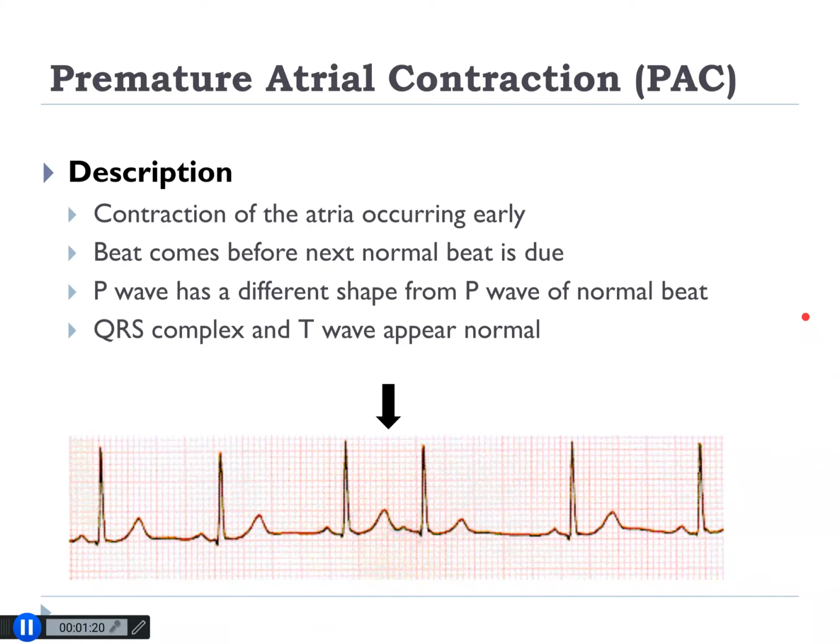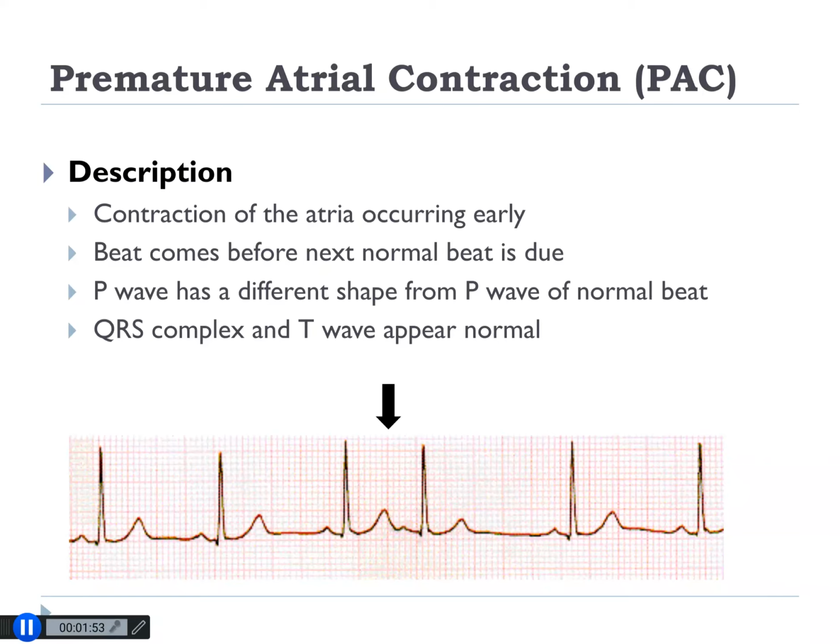So the PAC is just a contraction of the atria occurring early. The beat comes before the next normal beat is due, so it's coming from somewhere outside of the SA node. Somewhere else in the atria is firing and causing the atria to contract sooner than the SA node would like them to. So the P wave is going to have a different shape than that of a P wave of a normal beat coming from the SA node.